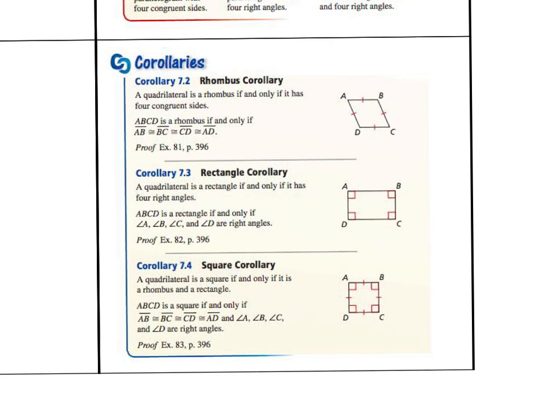So our rhombus corollary says that a quadrilateral is a rhombus if and only if it has 4 congruent sides. The 7-3 rectangle corollary says that a quadrilateral is a rectangle if and only if it has 4 right angles. And the square corollary states that a quadrilateral is a square if and only if it is a rhombus and a rectangle, so it has 4 congruent sides and 4 right angles.